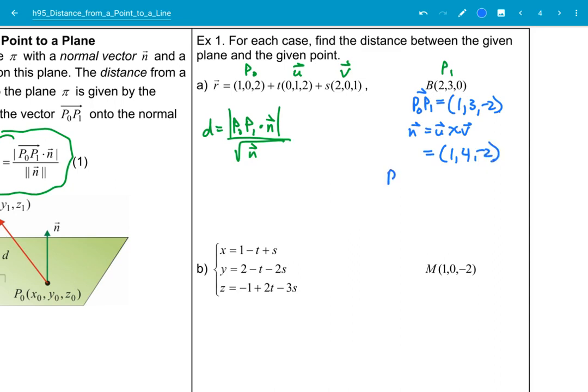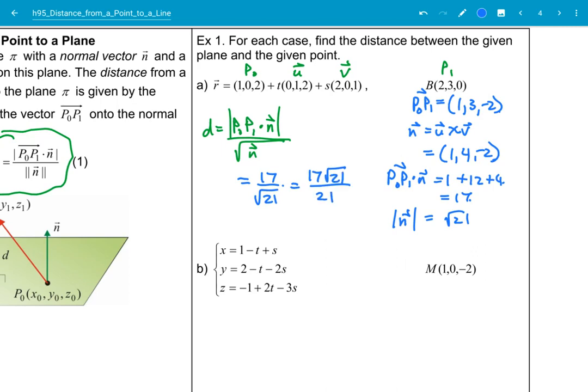Okay, I'm going to do all the work on the side here. How about that, eh? Dotted with the normal, I have 1 plus 12 plus 4, 17. And the magnitude of the normal, it'll be 1 plus 16 is 17, root of 21. So I have 17 over the root of 21, or 17 root 21 over 21.